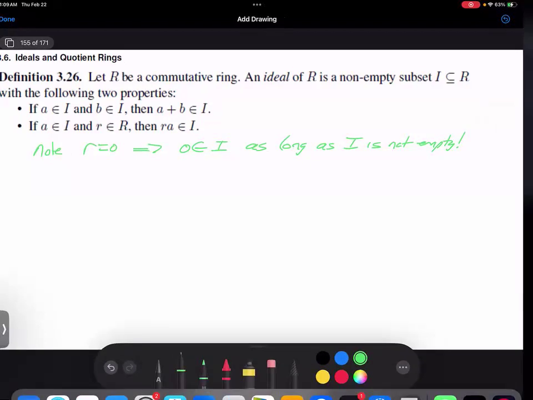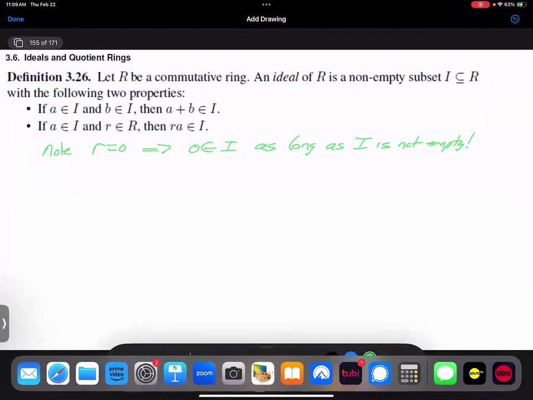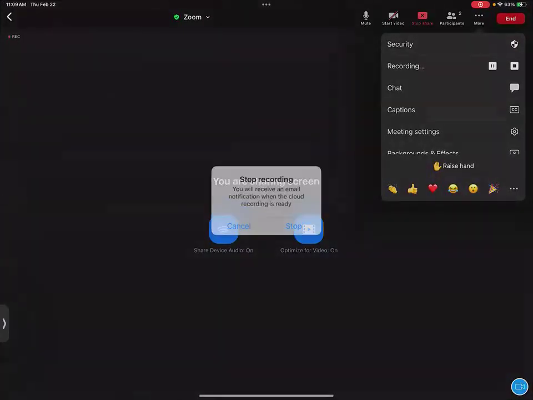All right, so this is a good place to stop.